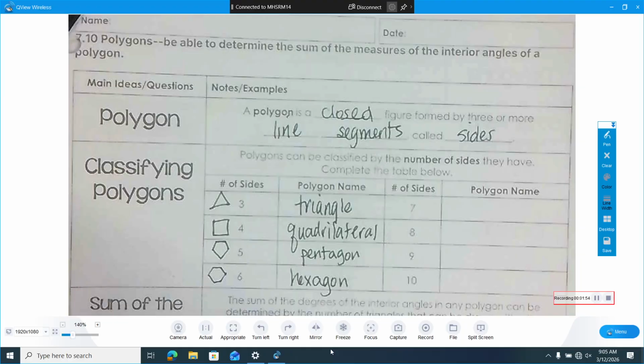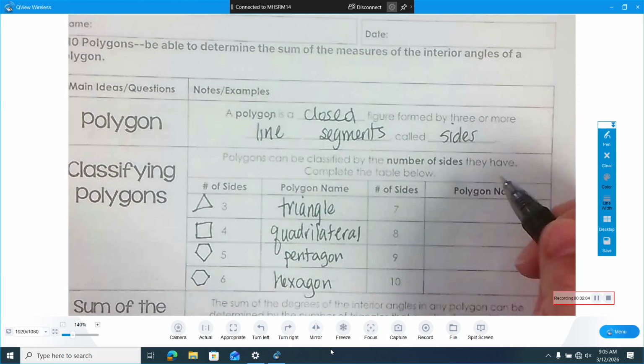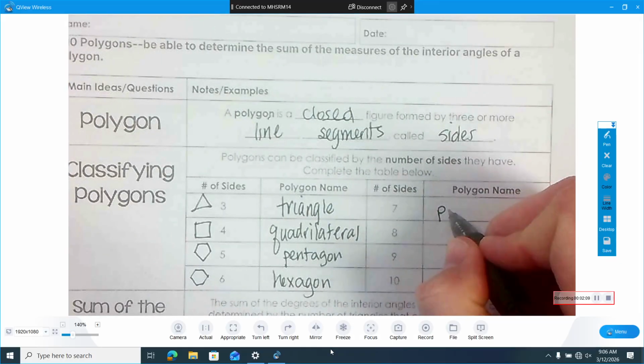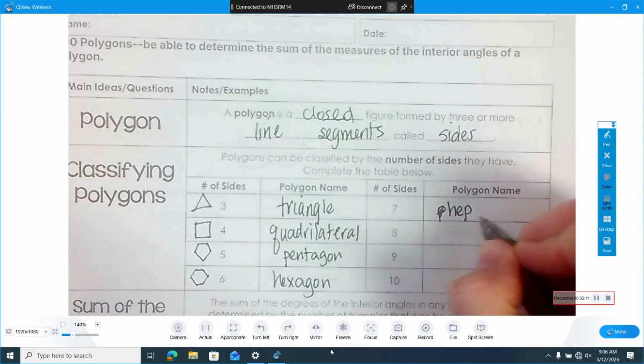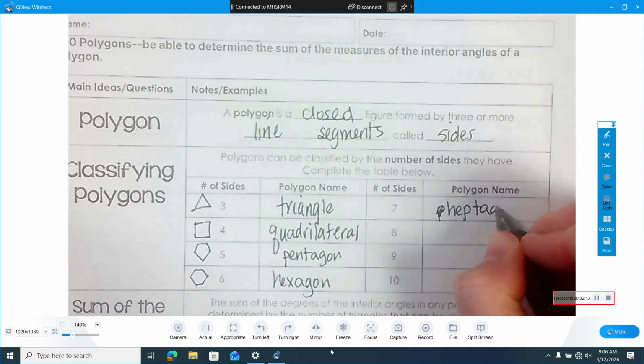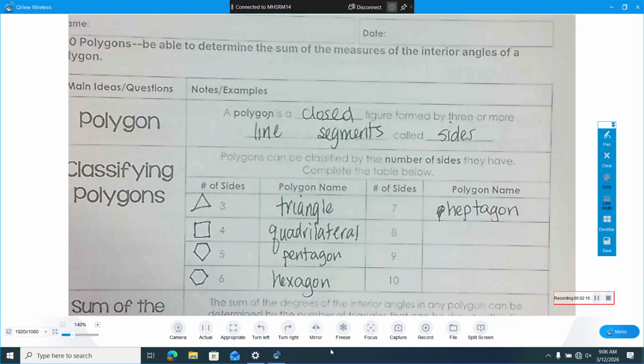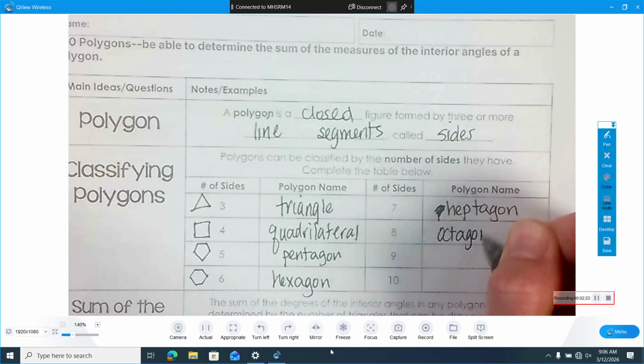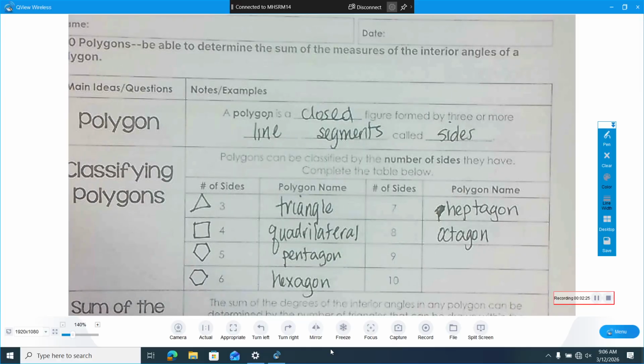7 sides, do you know what a 7-sided figure is called? That one's harder. 7 sides is called a heptagon, H-E-P, heptagon. Octagon for 8 sides. Stop sign, that's exactly what I was thinking. Very good. Stop sign, octagon.